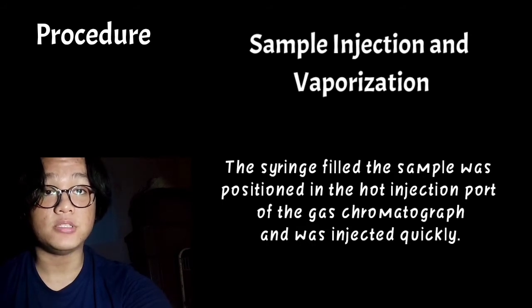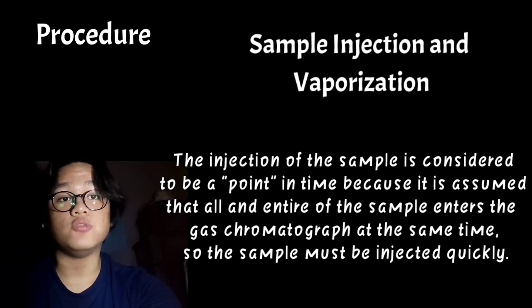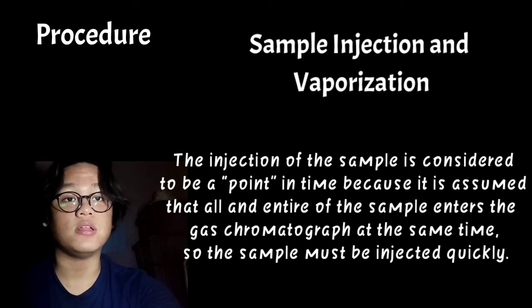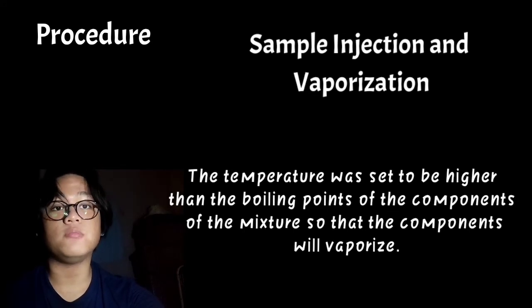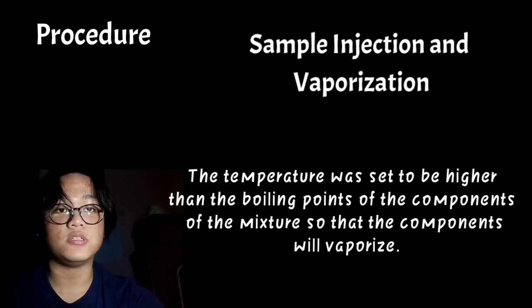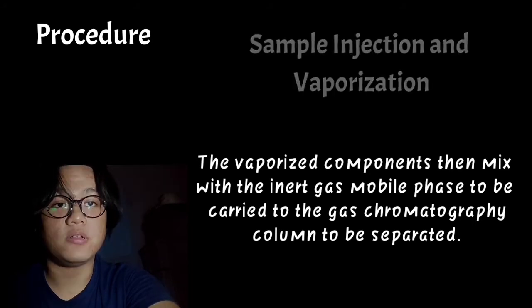Step 2. Sample injection and vaporization. The syringe filled with the sample was positioned in the hot injection port of the gas chromatograph and then it was injected quickly. The injection of the sample is considered to be a point in time because it is assumed that the entire sample enters the gas chromatograph at the same time, so it must be injected quickly. The temperature was set to be higher than the boiling point of the components of the mixture so that the components will vaporize. The vaporized components were then mixed with the inert gas mobile phase to be carried to the gas chromatographic column to be separated.